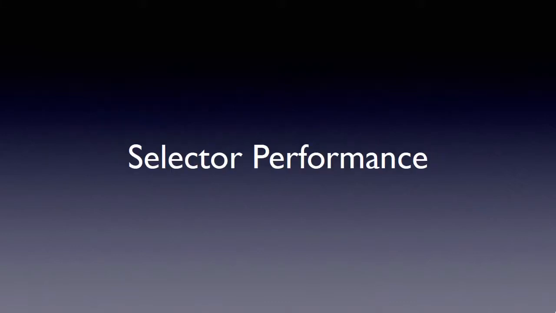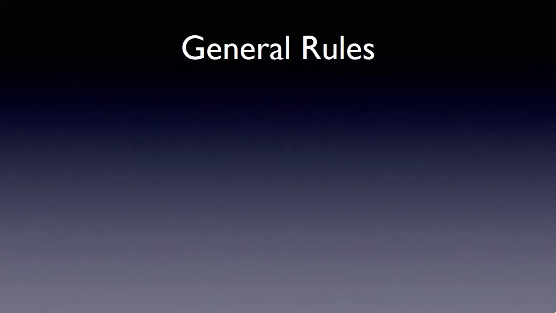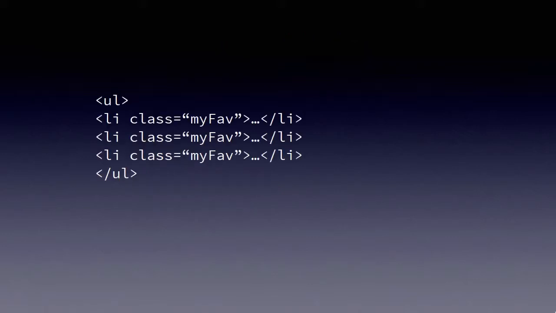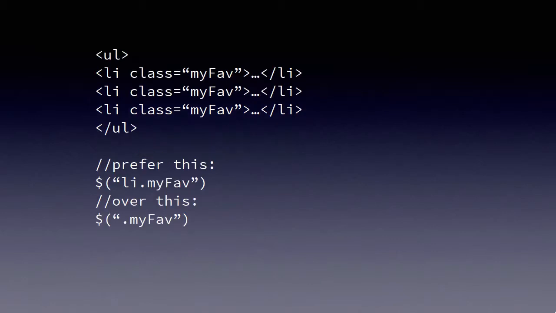Speaking of that, there are also some rules involved for when you do a selector. The general rules are IDs are the best selectors available, tags are the second best, and class names are the worst. So how about some practical examples of that? Imagine this simple list here, and I want to find all the LIs that have a class of myFav. Well, I could do it with just .myFav, but by doing a tag in front of it, li.myFav, I've made my selector a bit more specific.